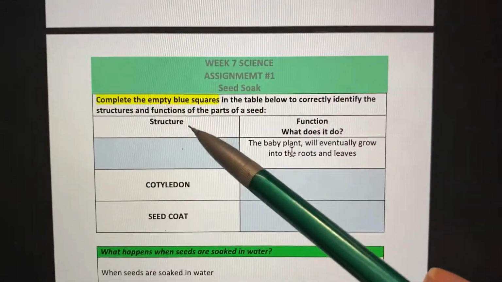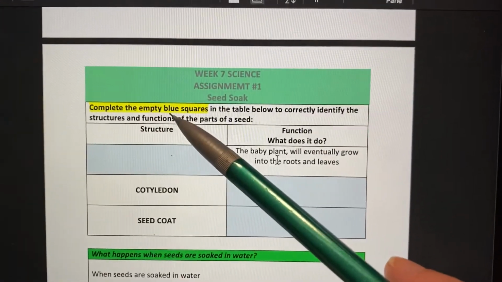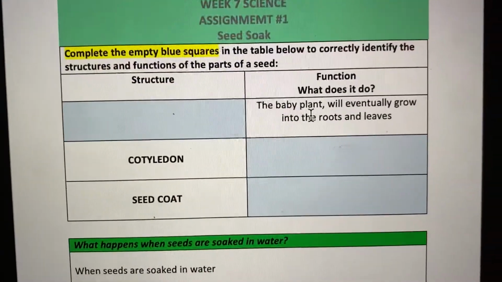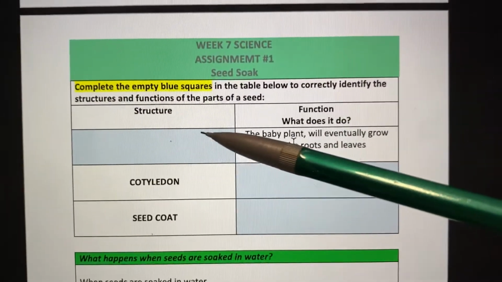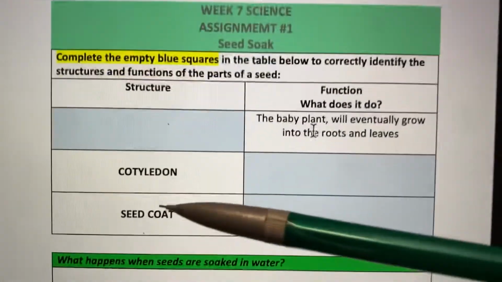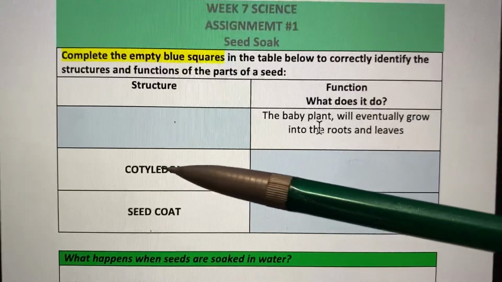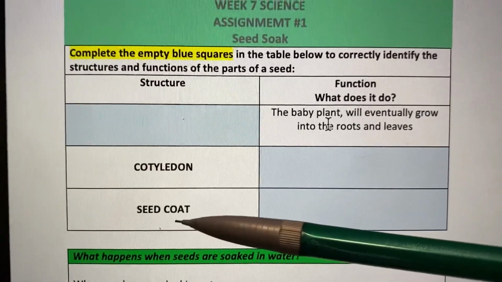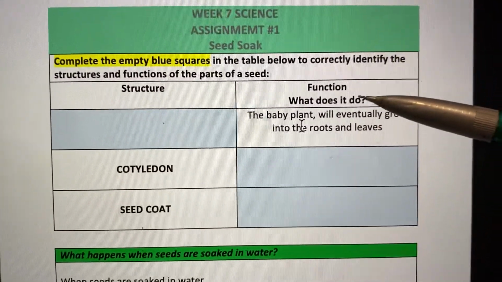Then you have to identify the structures and the function. If you're having a hard time, no worries. The structure is basically the vocab word, right? Because here there's a vocab word, cotyledon, and here it says seed coat. And then the function is what does it do?